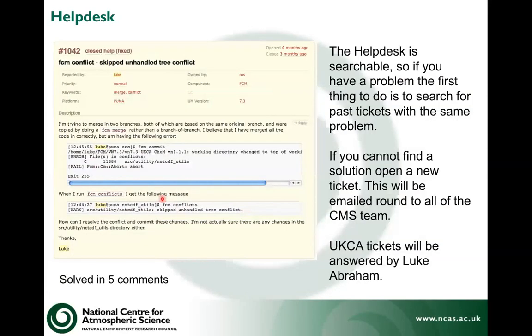This is a problem I had quite a while ago now, where I was having an issue with some branches and with FCM. So I raised a query on the help desk, and Ross Hatcher was able to help me solve it in 5 comments. The help desk is searchable, so if you have a problem, the first thing you can do is search past tickets for the same problem or keywords. If you can't find a solution, open a ticket, and this is emailed around. Generally speaking, UKCA tickets will be answered by me. It might be that you think it's a UKCA problem, but actually it's more of a system problem, and then someone else might pick it up.